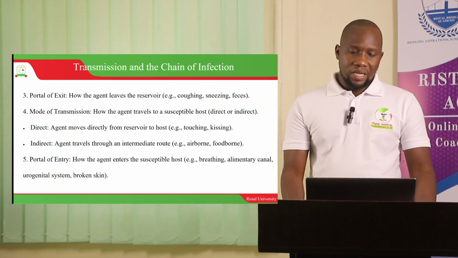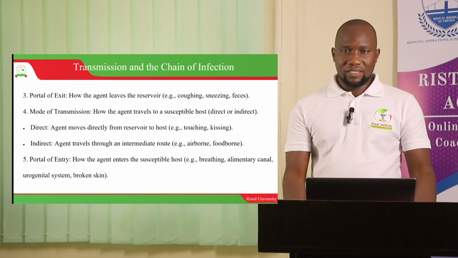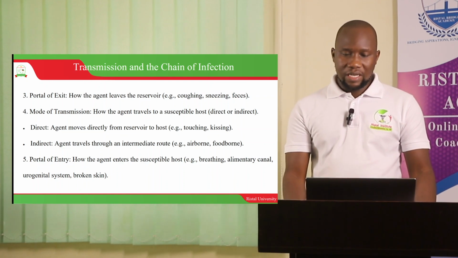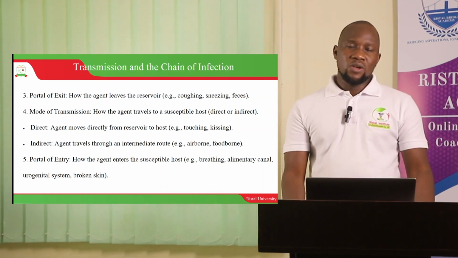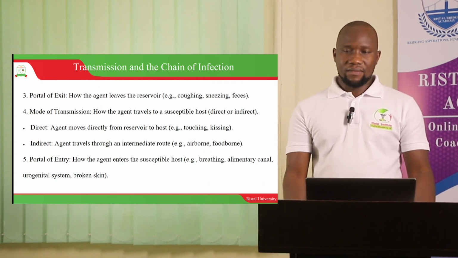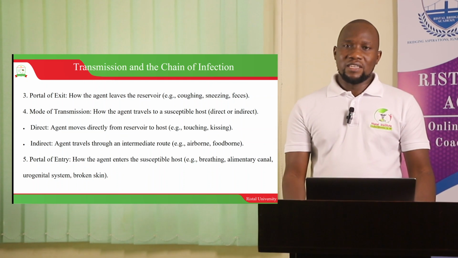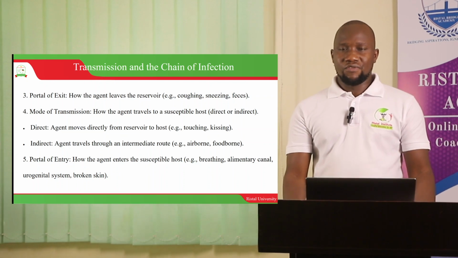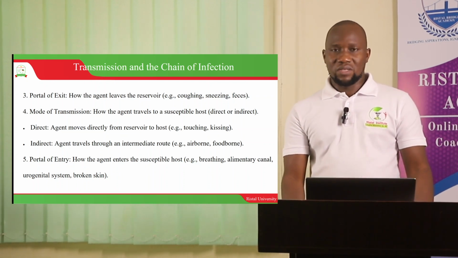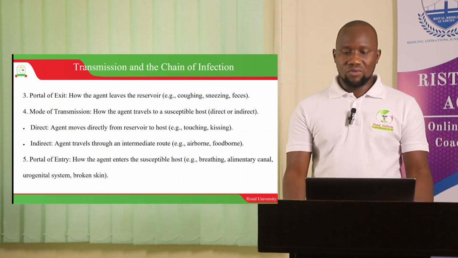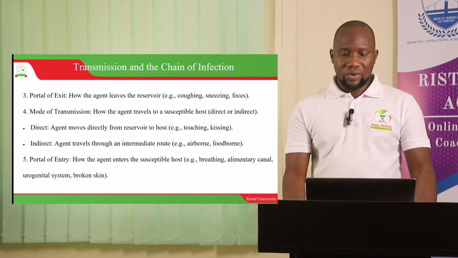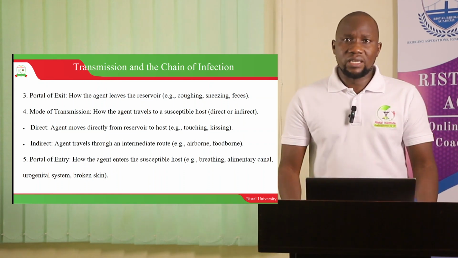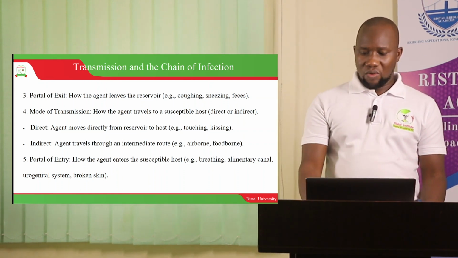And then port of entry. That means that when the agent has now exited the reservoir, it has to enter into a susceptible host to get to cause an infection. Okay, so the susceptible host can inhale the infectious agent. They can ingest food that contains infectious material, or it can be through the urinary system for UTIs, and then also through the broken skin, and many other different ways through which infectious agents can get entry into the susceptible host's body.